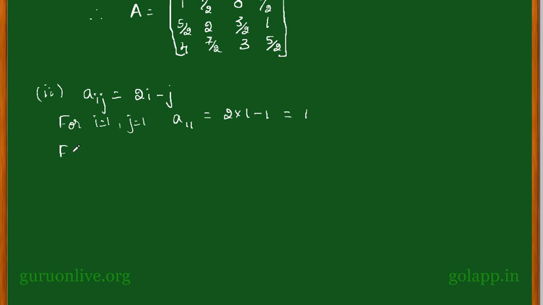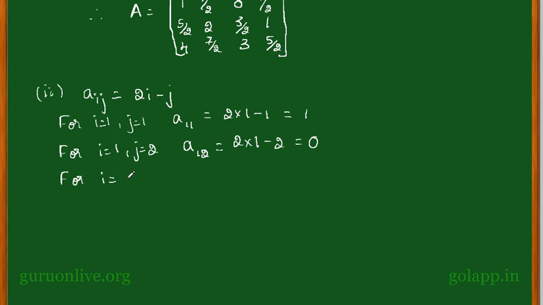Next, for I equal to 1, J equal to 2, A12 is equal to 2 into 1 minus 2, where 2 into 1 is 2 minus 2, which gives 0.